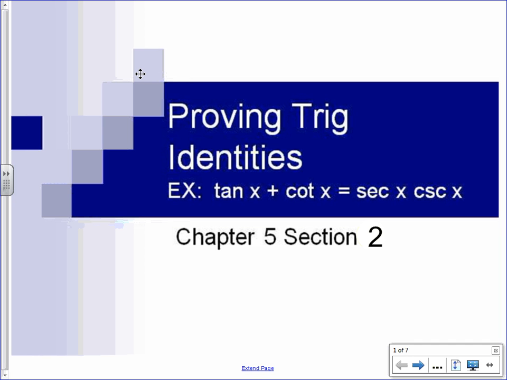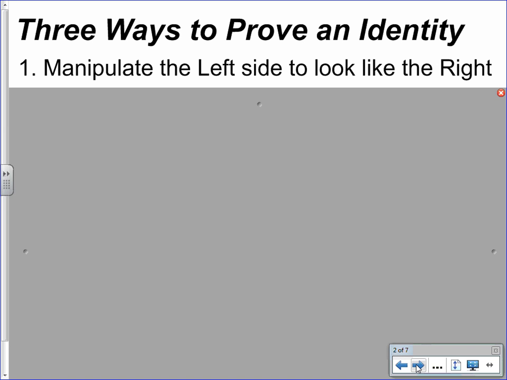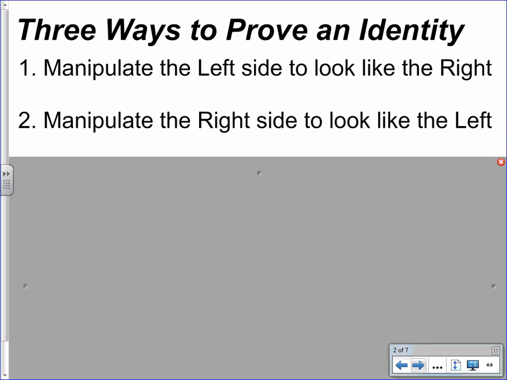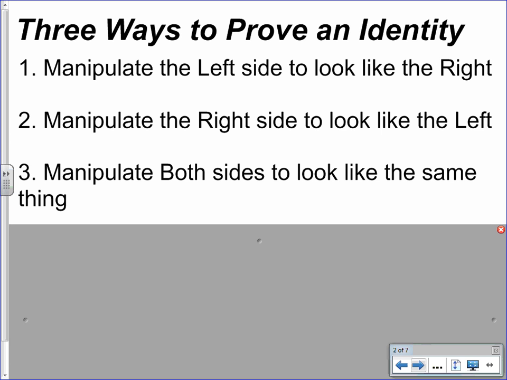Okay? How am I going to ask you to do that? There are three ways. You can take the left side and manipulate it until it looks like the right side. You can manipulate the right side until it looks like the left side. Or you can manipulate both sides at the same time until they look the same.